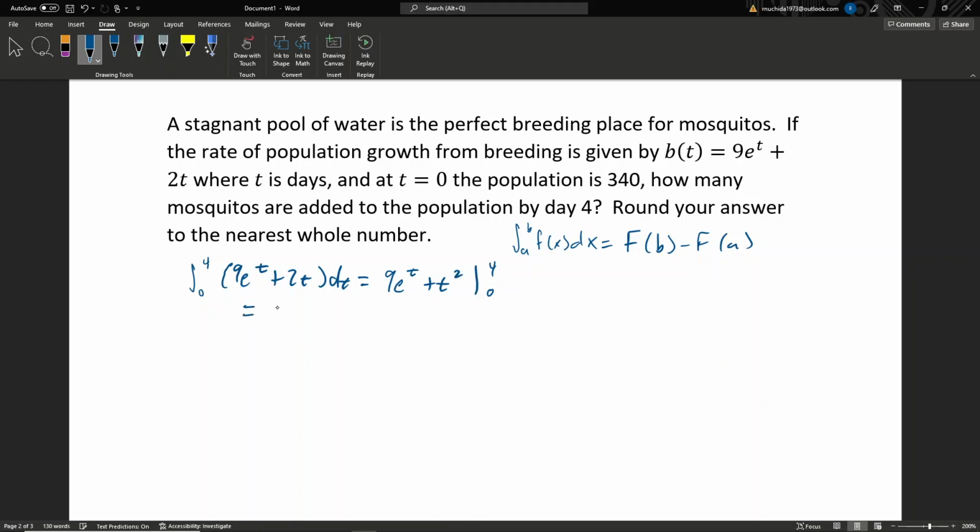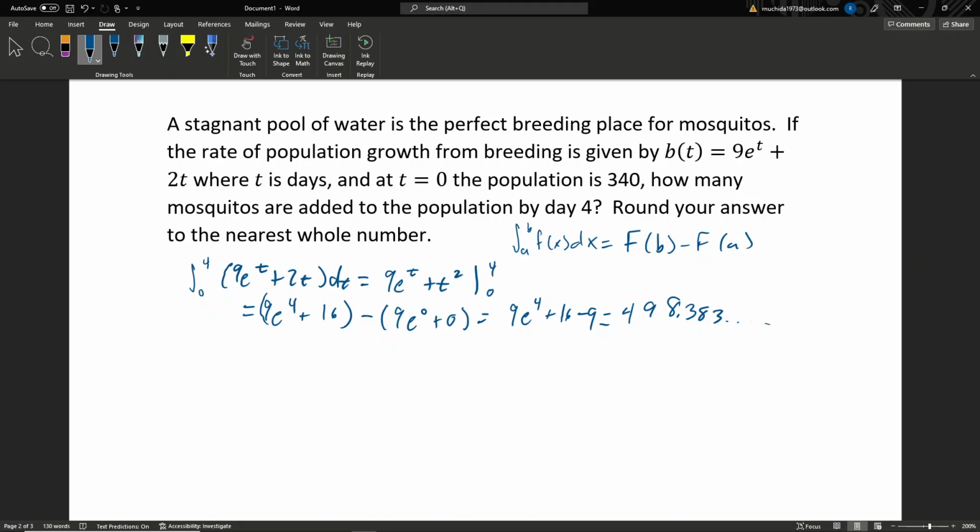So plugging in our upper limit, that would be 9e^4 plus 16, because that's 4 squared, minus plugging in the 0, so that would be 9e^0 plus 0. So this would just be 9e^4 plus 16 minus 9. Plugging that into your calculator, you would get about 498.383... So the number of mosquitoes that have been added, or the net change in the population, is 498 when you round to the nearest whole number.